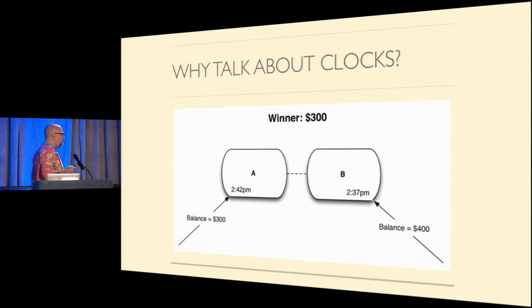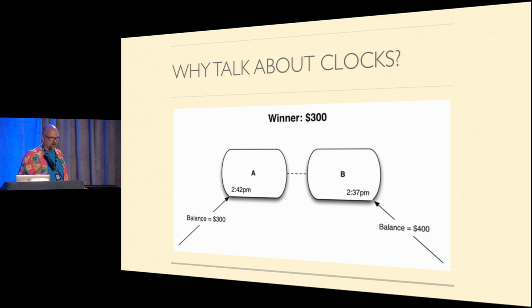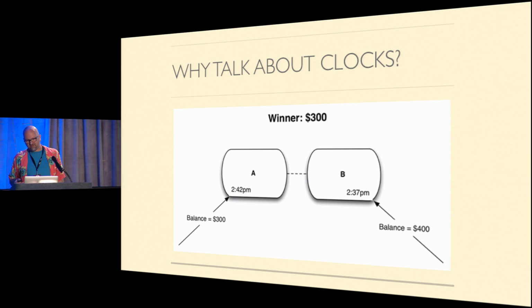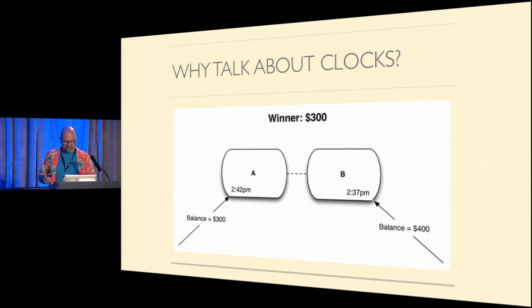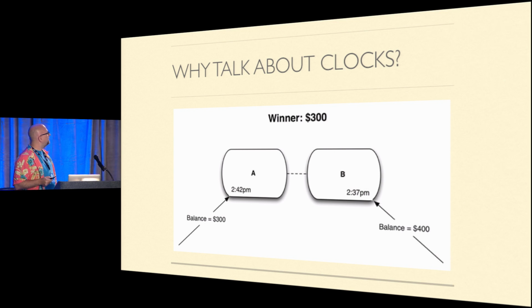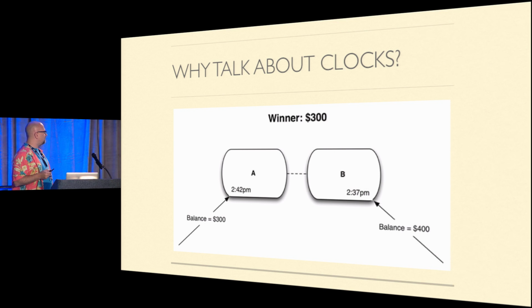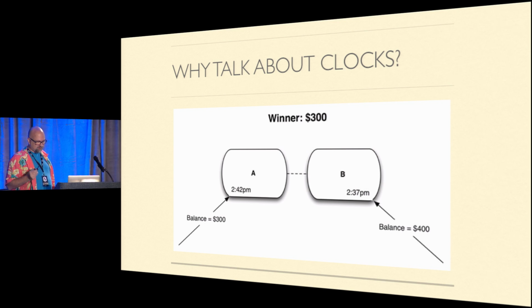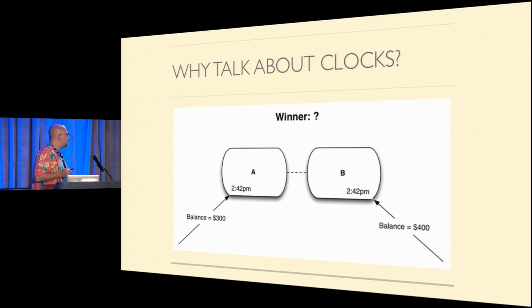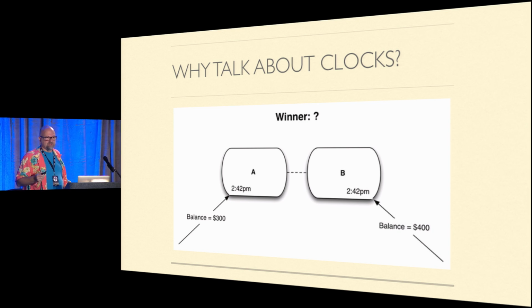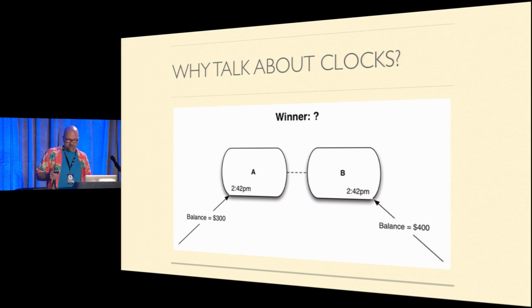Now, you may say, John, this is obvious. The last one to arrive would win. And that's a simple enough heuristic. We can certainly apply that. In this case, the 242 write would arrive after the 237 write, and we'd say, well, our balance must be $300. So then the question becomes, given that heuristic, what happens if both writes arrive at the same time?